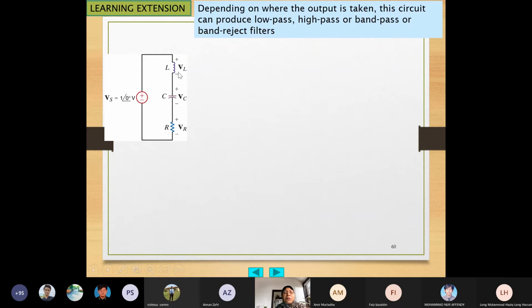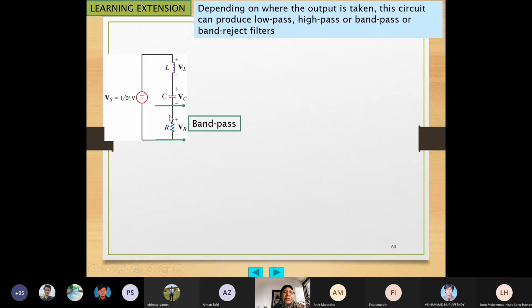Okay, I move on with another example. What happens if we have one series, we are evaluating series RLC. Depending on where the output is taken, this circuit can produce a low pass, high pass, or band pass, or even band reject filter, which is the band stop filter.